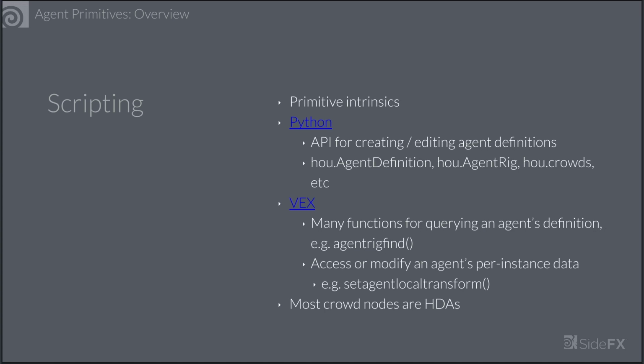So for manipulating agents, there's a few different ways to go about it if you're building custom tools. So as we were already seeing, there are primitive intrinsics available for agents. These are limited mostly to accessing the per instance data, so things like the current pose of the agent or what clips are assigned to it. And then just in a limited manner, inspecting some of the data that's in the agent definition, like what joint names are in the rig and so on. More likely, though, you'll probably want to be using either Python or Vex, which have much better APIs for dealing with agents. Most of the crowd nodes in Houdini are actually HDAs that are implemented in Vex or in Python, and so the APIs are really extensive and let you do almost anything you need to be doing with agents.